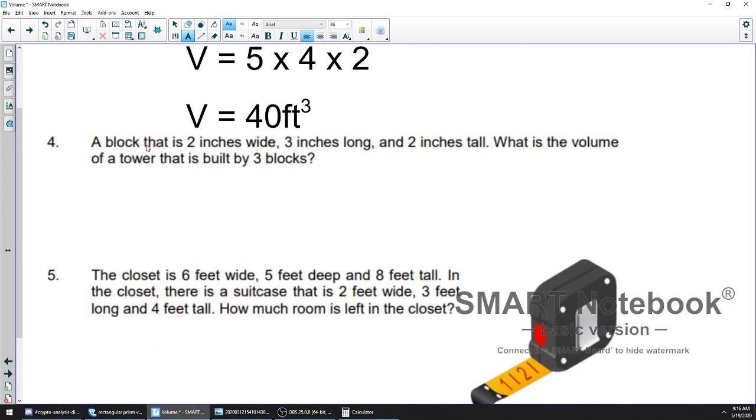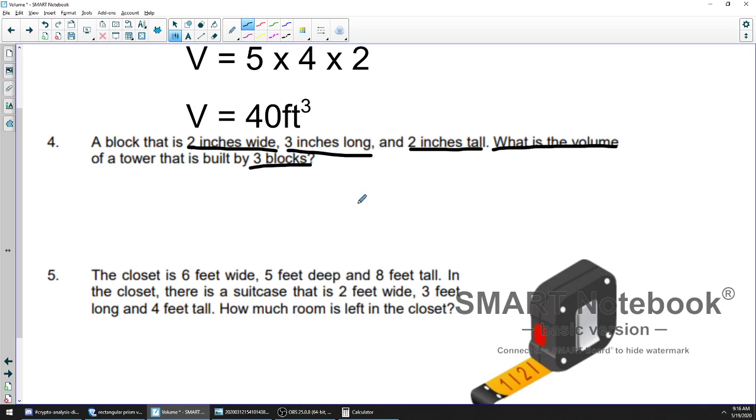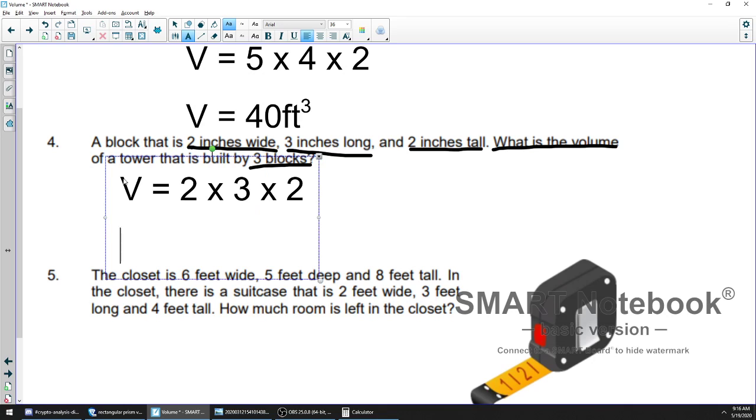Let's look at this one. A block is 2 inches wide, 3 inches long, and 2 inches tall. What is the volume of the tower that is built by 3 blocks? What does that mean? Well, let's figure out what the volume is first. And what do we say? Volume, we multiply the 3 numbers, the length, width, and height. That's what we have. And if we multiply that, we would get 12 inches cubed.